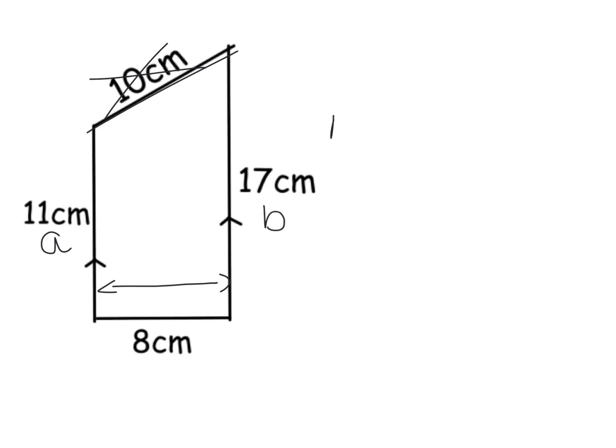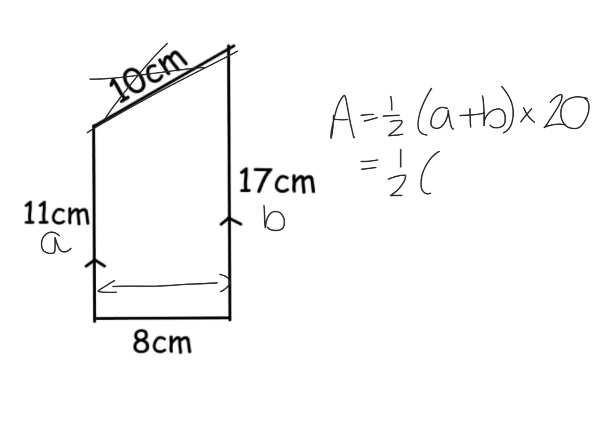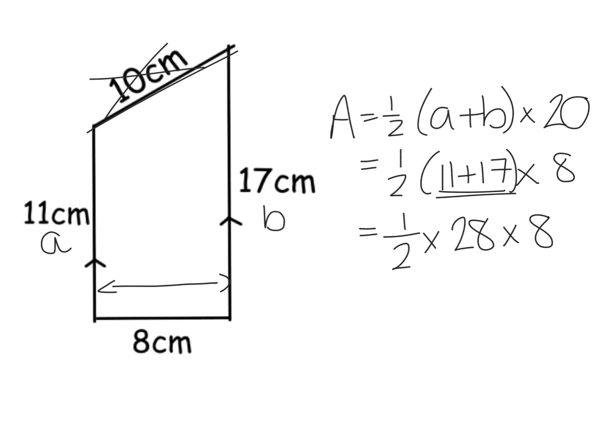So area equals half the sum of the parallel sides times the height between them. I nearly sang again there. So let's put in the numbers. Our parallel sides are 11 and 17, and our height between them is the 8. So our new sum becomes a half times 11 add 17 is 28, and then times by 8.